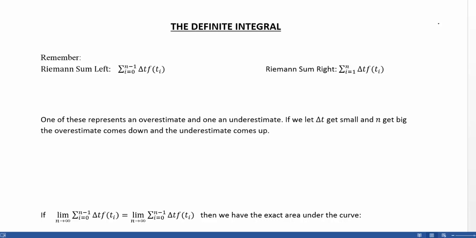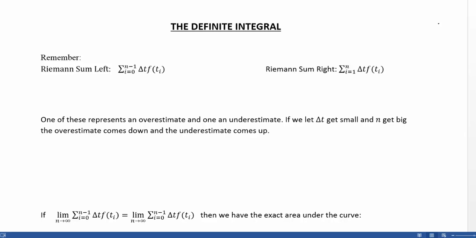The definite integral. Up until this point, we've been approximating the area under the curve by drawing in little rectangles, which provided us with an overestimate and an underestimate. We also determined how we could write the sum of all these rectangles in an efficient way, which was called the Riemann sum.